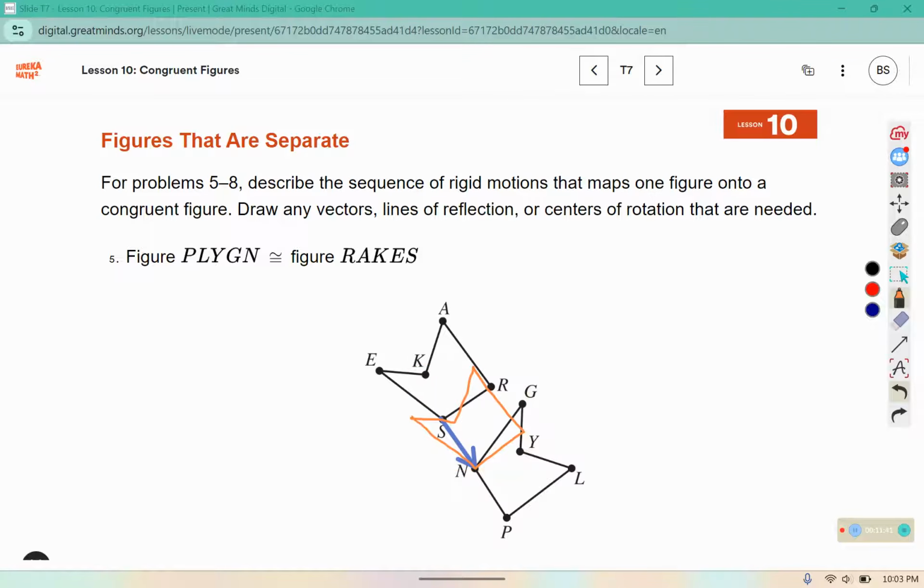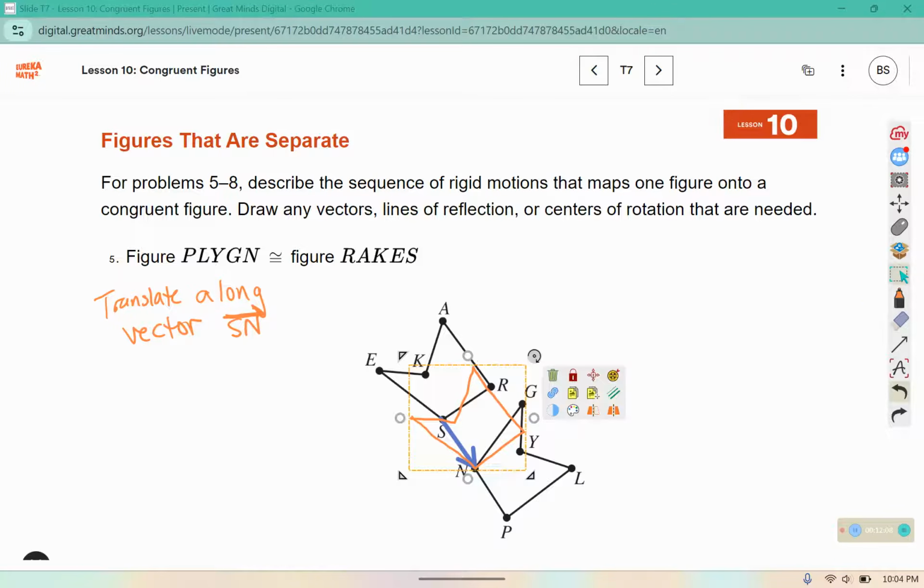So I'm going to first write down translate along vector. We label vectors based on their starting and ending point. So S to N. Started at S, ended at N, and we're labeling it with this little half arrow on top. That's the notation we use for vectors.